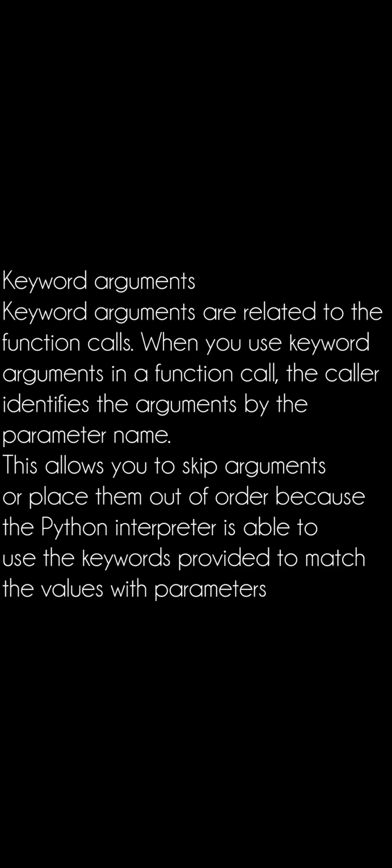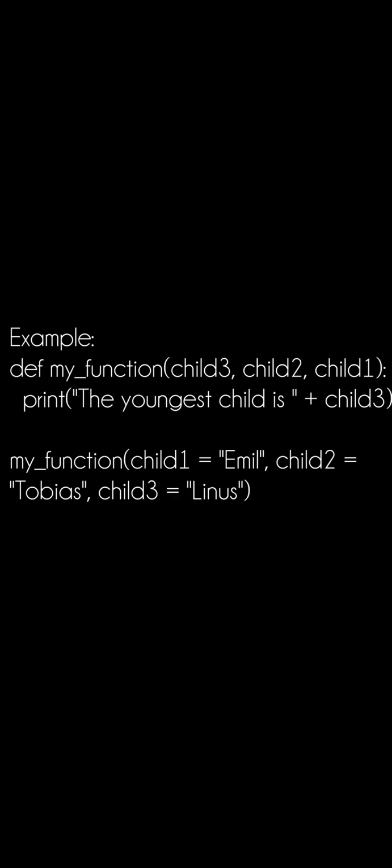Second type, keyword arguments. Keyword arguments are related to the function calls. When you use keyword arguments in a function call, the caller identifies the arguments by the parameter name. This allows you to skip arguments or place them out of order because the Python interpreter is able to use the keywords provided to match the values with parameters.